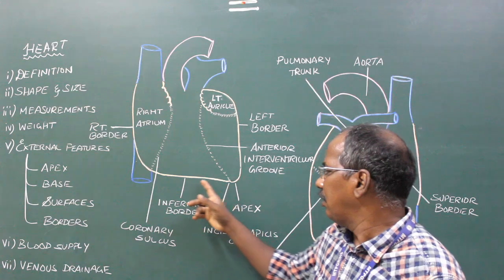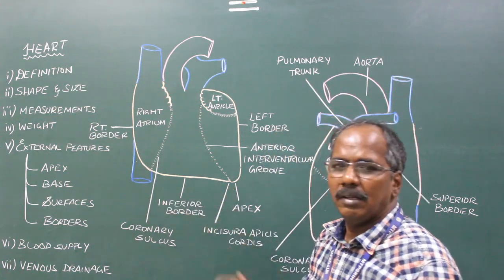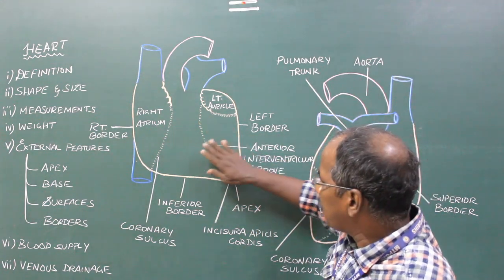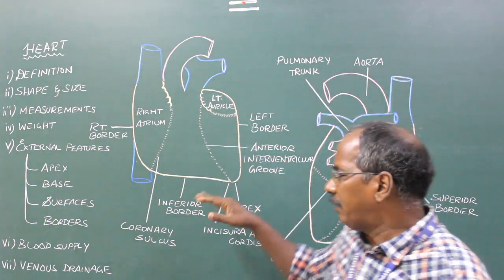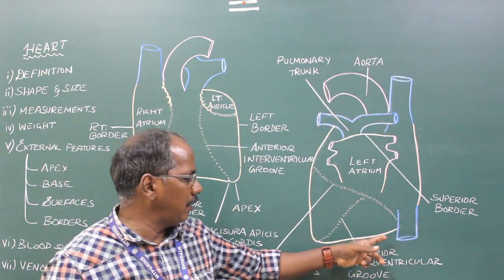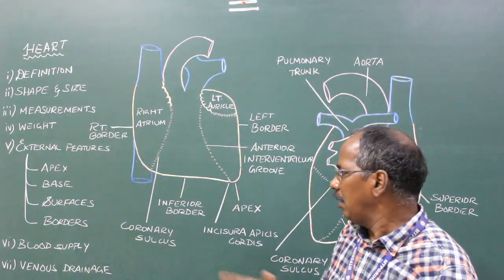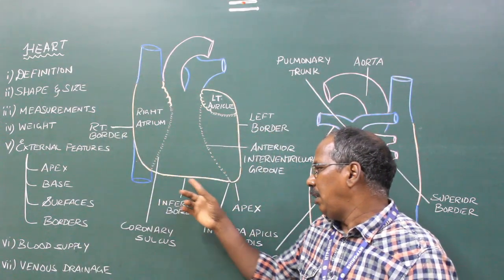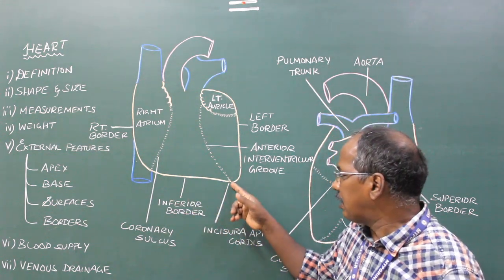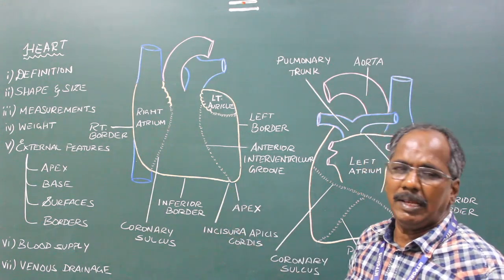Inferior border. It is sharp and separates the sternocostal surface from the diaphragmatic surface. So this is the diaphragmatic surface and this is the inferior border. Near the apex of the inferior border, there is a notch known as incisura apicis cordis.